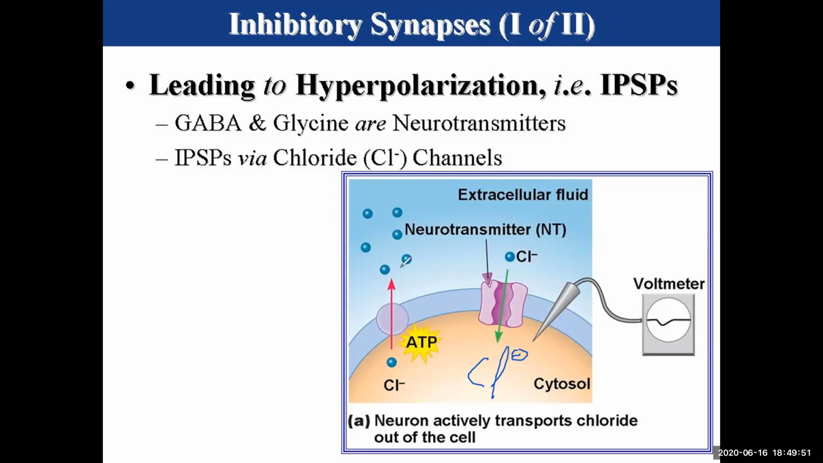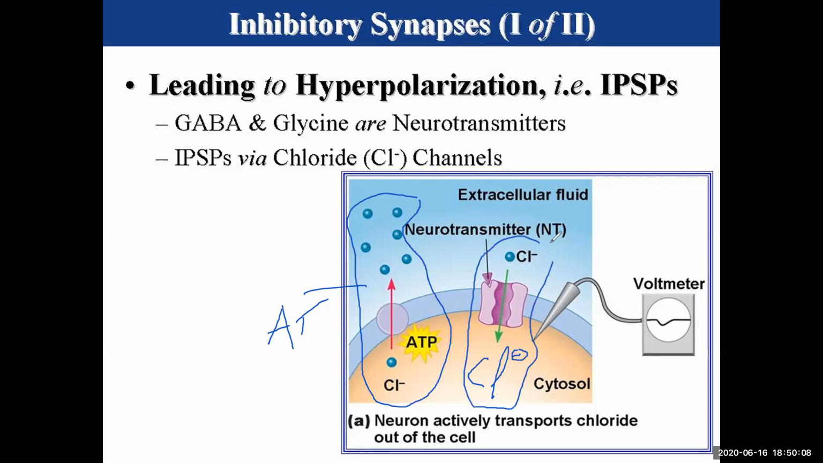So this side is active transport, AT, active transport. It requires energy. But this side is passive transport, more specifically facilitated diffusion.